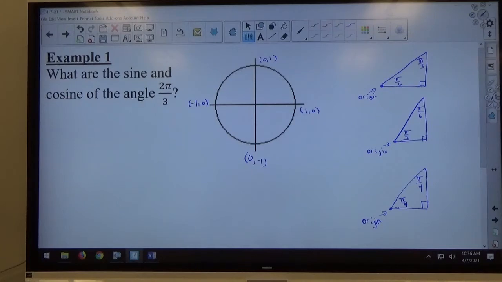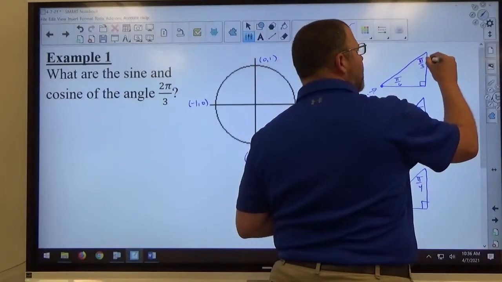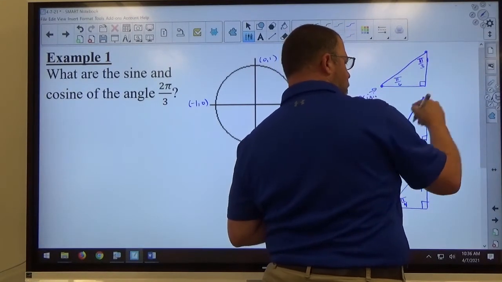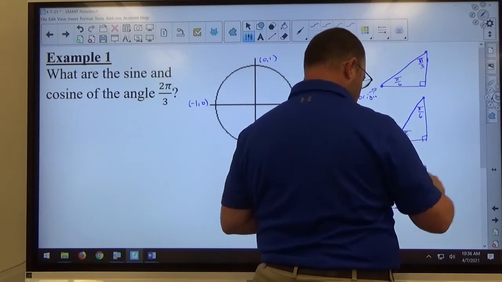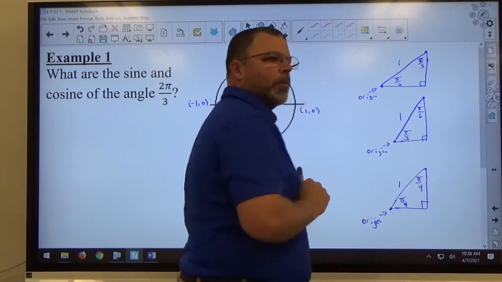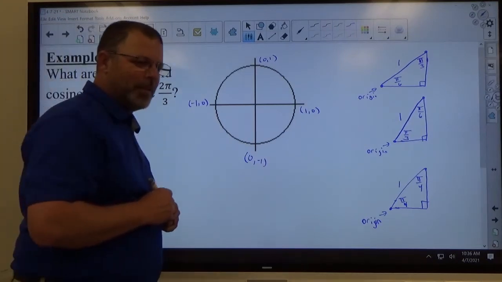Okay? Now, specifically for a unit circle, if this is the origin, and in each case this is the point on the unit circle. Origin to unit circle, origin to unit circle, origin to unit circle. In every case, this is 1 unit, because we're dealing with the unit circle. Again, these are called reference triangles. We're going to be using reference triangles to find stuff.